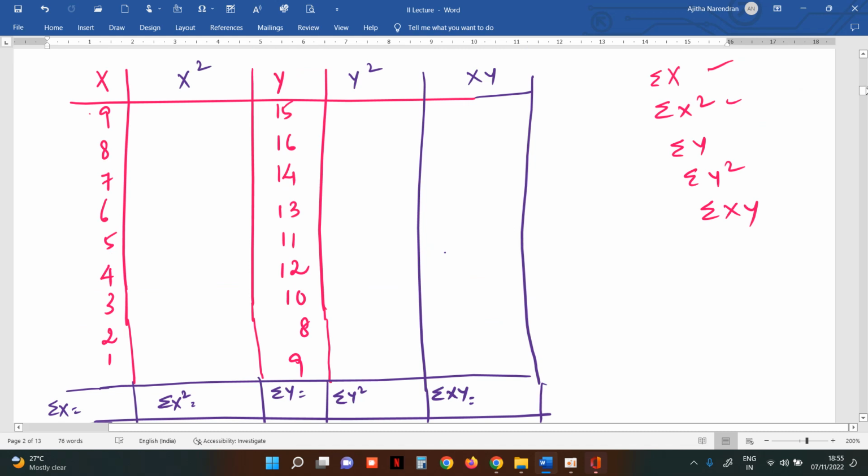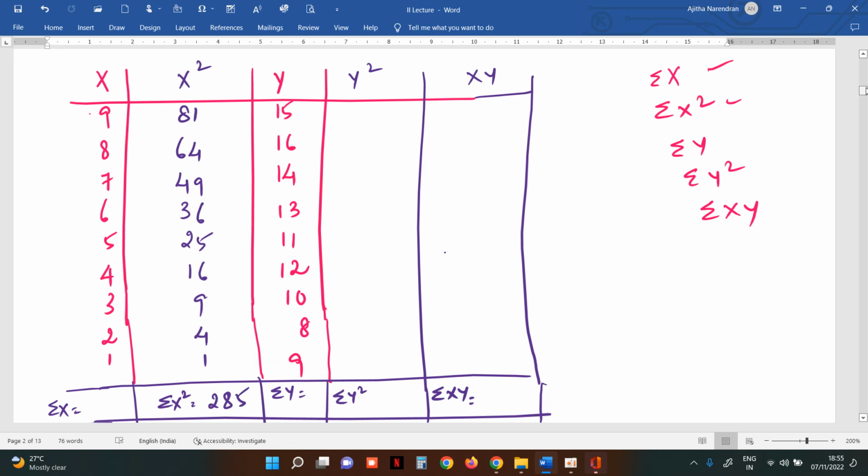Okay. So now you have to square x. X square: 9, 9, 81. In your calculator you can just use 9 into equal to, and you'll be getting the square of that. 8, 8, 64. 7, 7, 49. 6, 6, 36. 5, 5, 25. 4, 4, 16. 3, 3 is a 9, 2, 2 is a 4, and 1. The total is 285. This figure we have got, 285. And this column also we can total. As soon as you are writing this in the table form, you can find out the value of summation of x and summation of y.